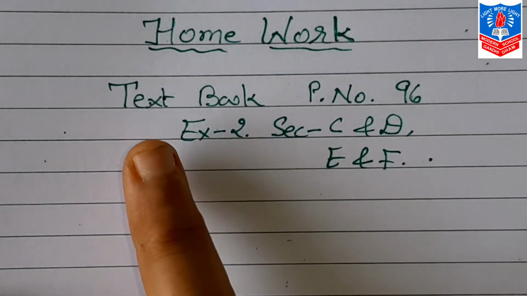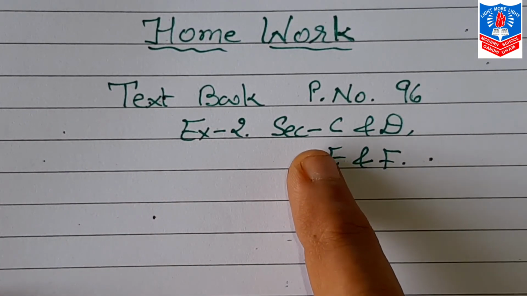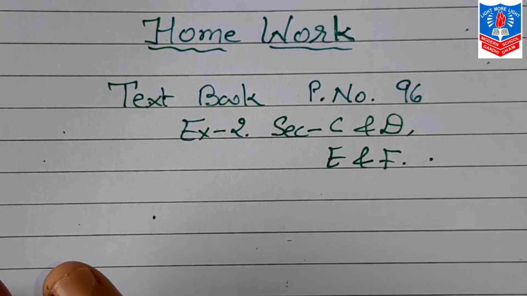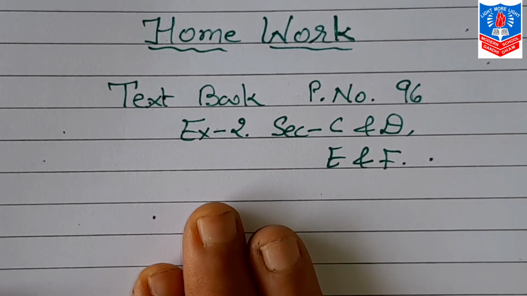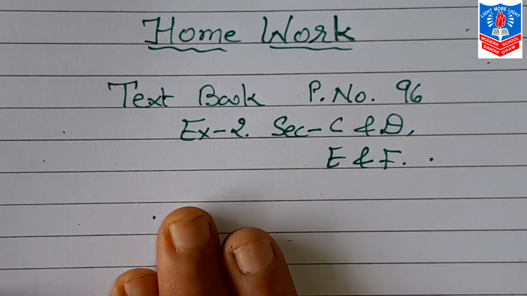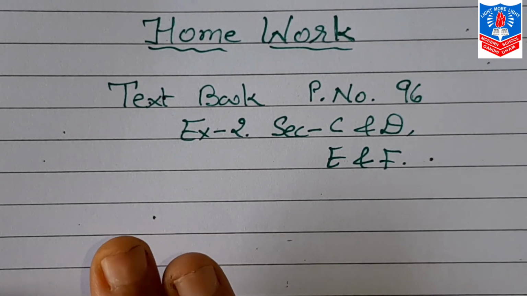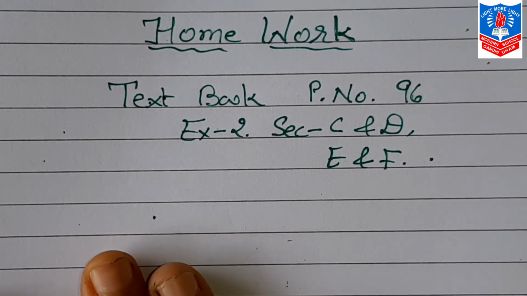Today's homework: textbook page number 96, exercise 2, sections C, D, E and F, these 4 sections. It's a mixture of all types of sums of this chapter. You do it. I'll give you sufficient time because the number of sums is more, but do all these sums. Even MCQs, one-line answers, not only of this chapter, but all chapters from the textbook, you should do that also, which will help you in the board examination.